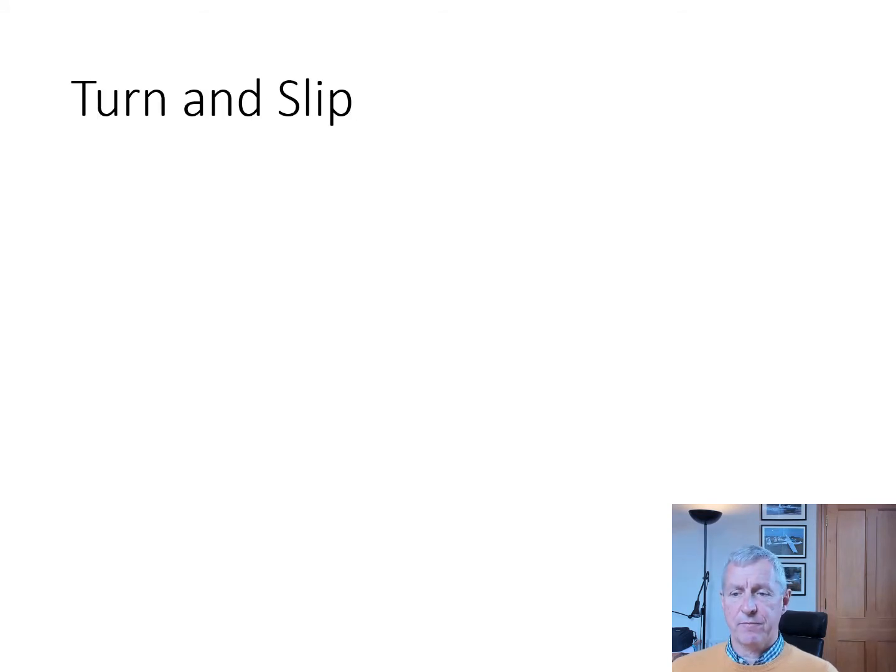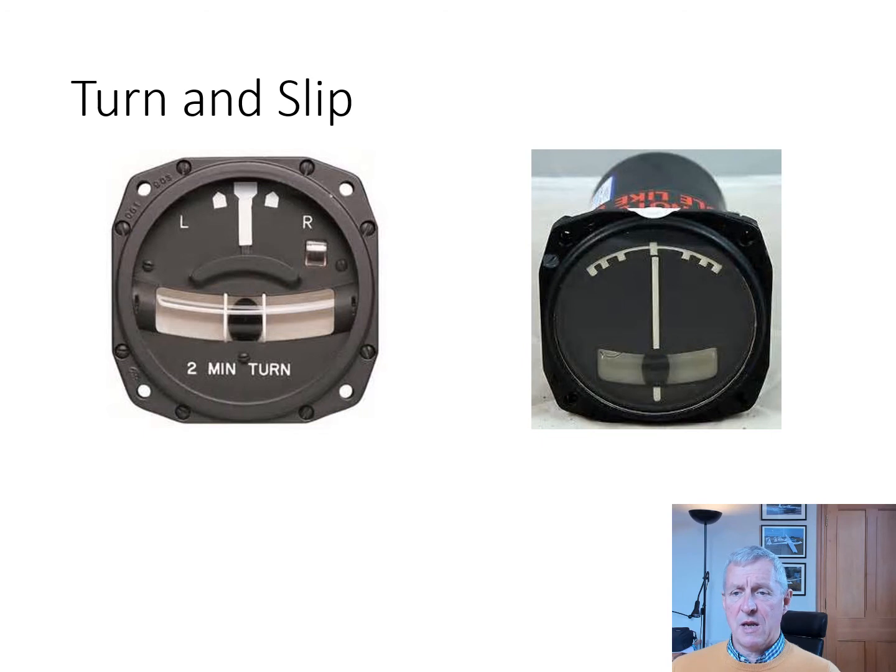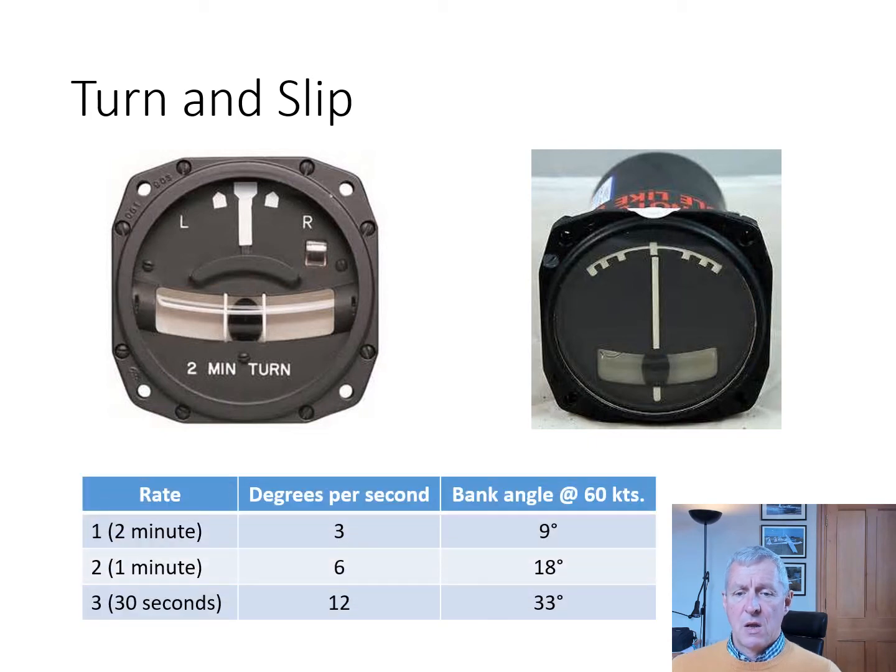Let's start with a turn and slip. You'll see this quite commonly in gliders, particularly older gliders. Quite a simple instrument. It's going to tell us our rate of turn and how much slip we have. So it looks like generally one of these two types of instrument. We have different rates of turn, a rate 1, a rate 2 or rate 3. A rate 1 turn is 2 minutes for 360 degrees. So that's 3 degrees per second, and at 60 knots that gives us a bank angle of 9 degrees. A rate 2 turn, twice that rate of turn, would be a bank angle of 18 degrees. And a rate 3 turn, we're going to be looking at about 33 degrees.